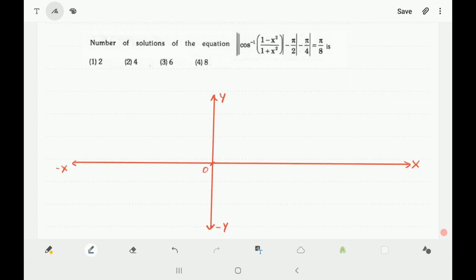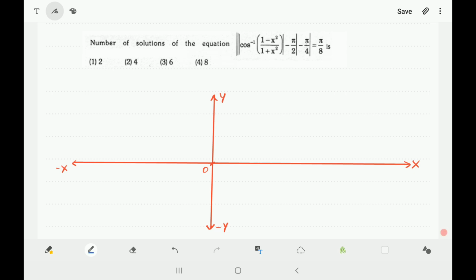In this problem, we have to find the number of solutions of this equation: mod of mod of cos inverse of (1 minus x square upon 1 plus x square) minus pi by 2, minus pi by 4, is equal to pi by 8. So there are two ways to do it. Either you open the mods one by one, and then in the end you will be left with cos inverse of (1 minus x square upon 1 plus x square). You already know the graph of that function, and then you can just draw the graph of that function and see how many values it can take.